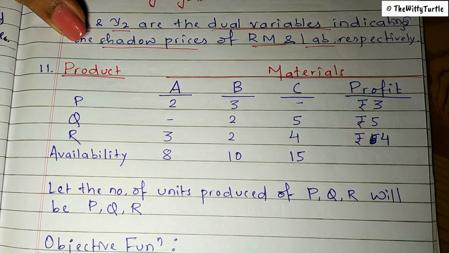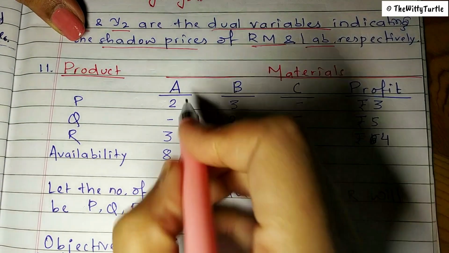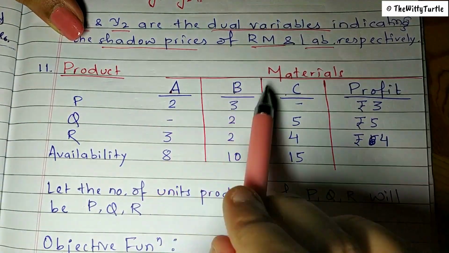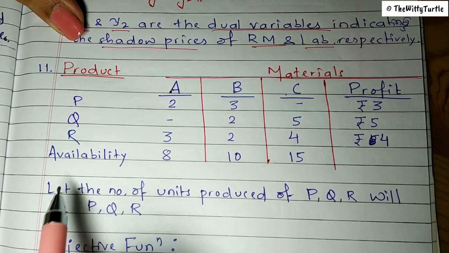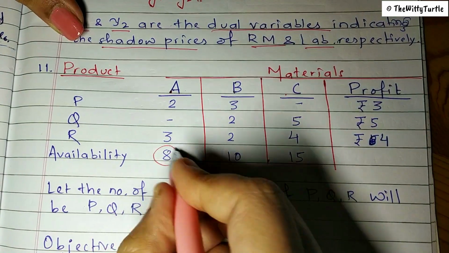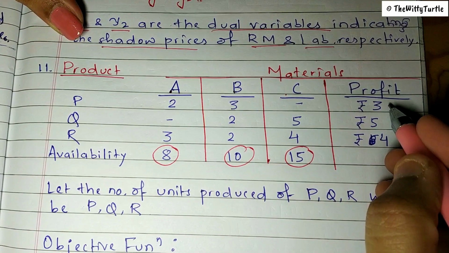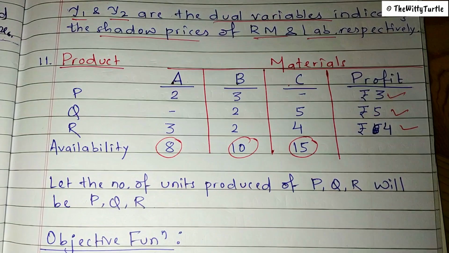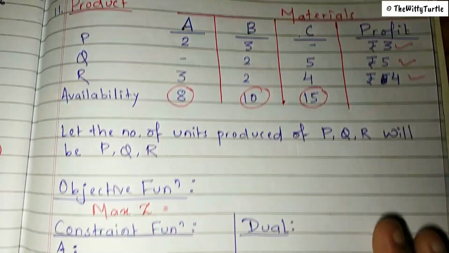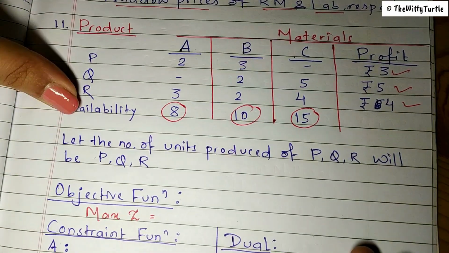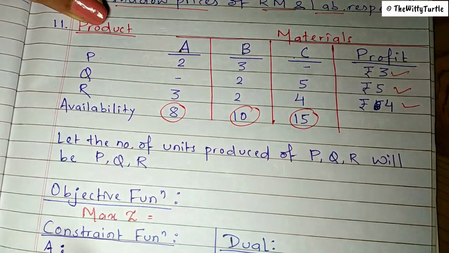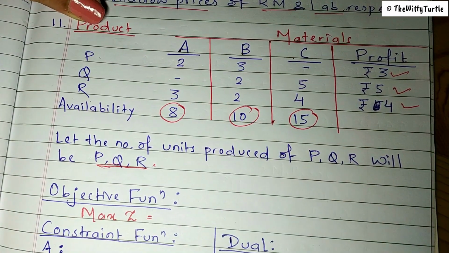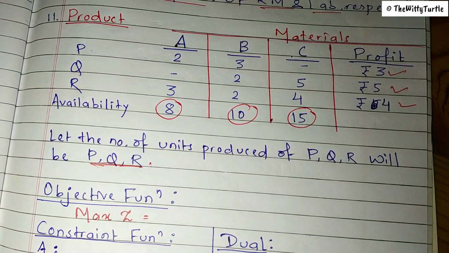So whatever we studied in the question, all those things I have written in a tabular format here. Here the raw materials are mentioned. These are the finished goods, and the availability of raw materials is here again. And the profit per unit of these three products is given here, right? Now, first let's assume that the numbers of units produced of these three products P, Q and R are P, Q and R only. So according to this we are going to form the equations.